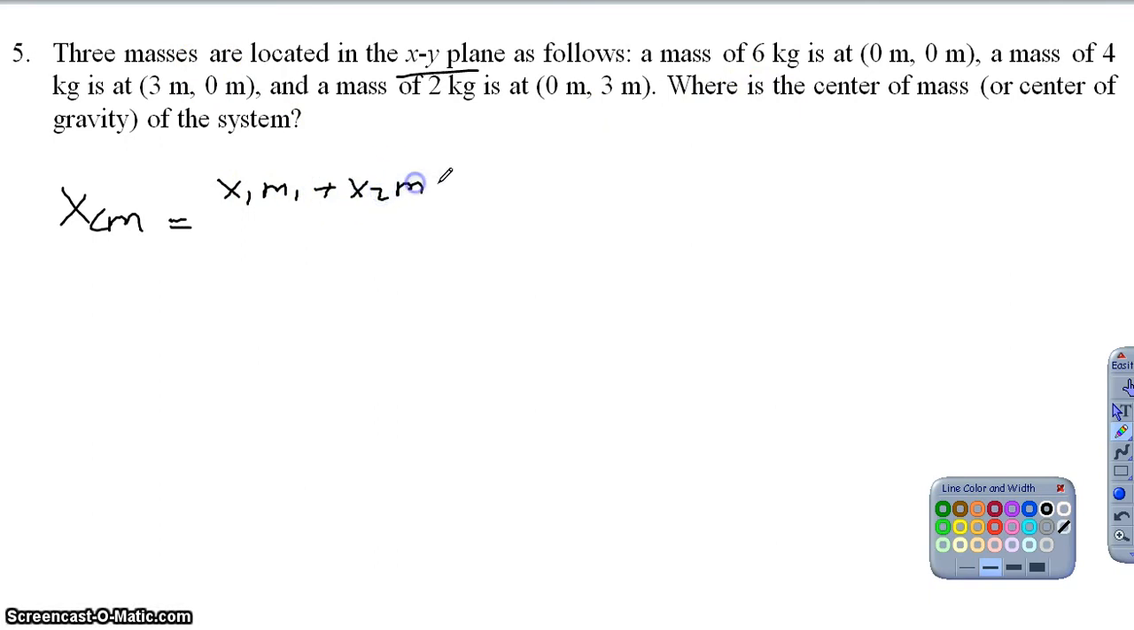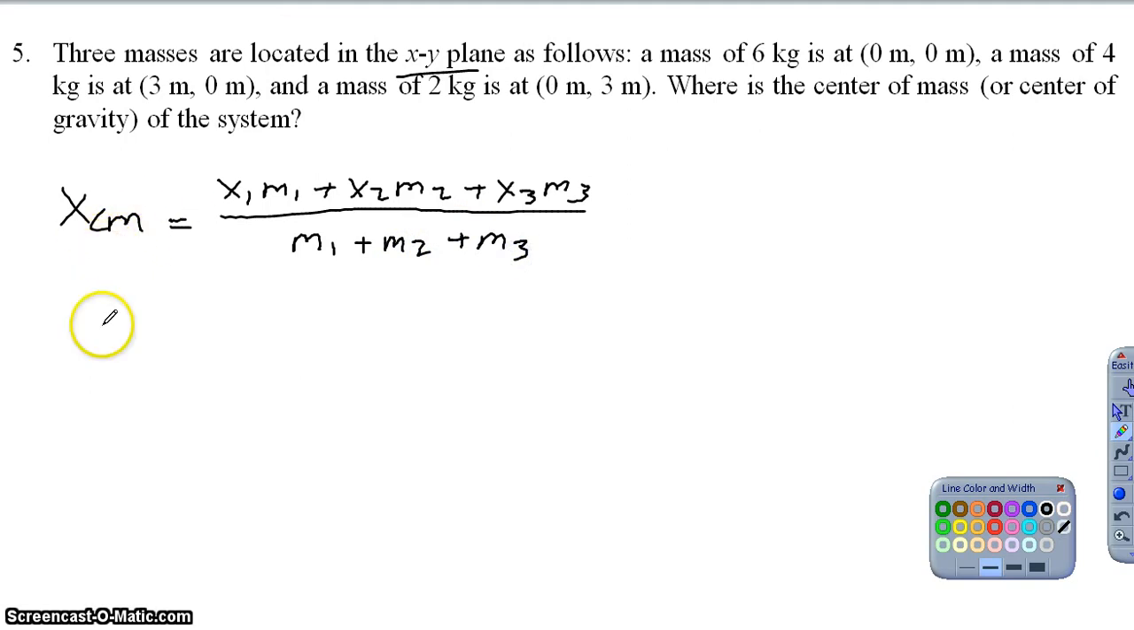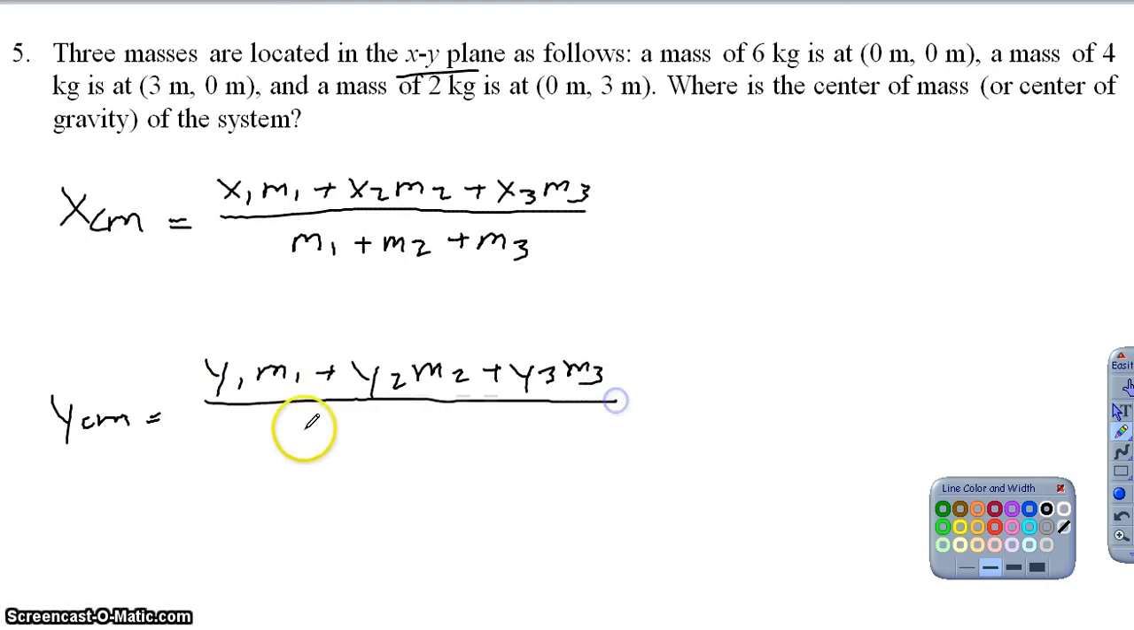So I would find each of those positions times each one of those masses, and then I would divide that by the entire mass of the system, so mass 1 plus mass 2 plus mass 3. I would do this for my x coordinates, and then I will do the same thing for my y coordinates. So I'll take y1 times m1 plus y2 times m2 plus y3 times m3, and then once again over the total mass of the system.